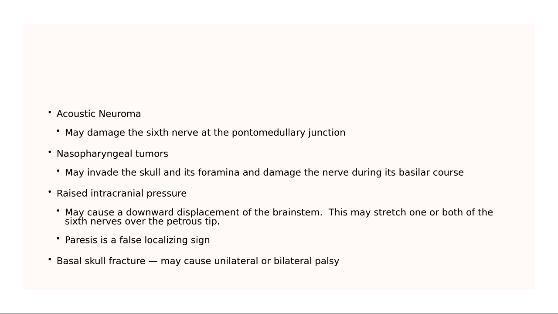In an acoustic neuroma, you may have damage to the sixth cranial nerve at the pontomedullary junction. Nasopharyngeal tumors may invade the skull and its foramina and damage the nerve during its basilar course. Raised intracranial pressure may cause a displacement of the brainstem, and this may stretch one or both of the sixth nerves over the petrous tip, and this paresis is thus a false localizing sign. A basal skull fracture may cause unilateral or bilateral palsy.